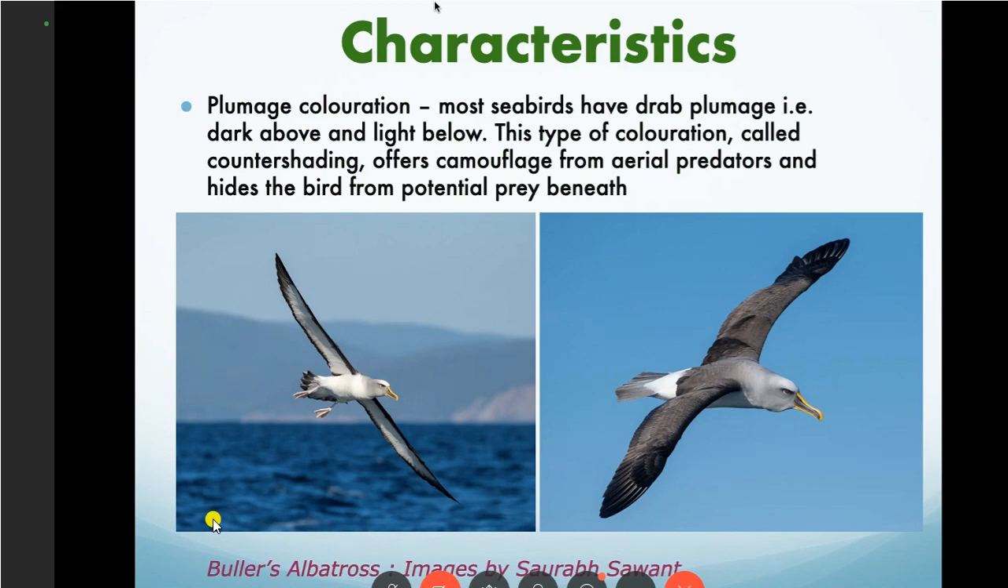Most of them are of drab colors, and the counter shading helps them in camouflage. They don't have many aerial predators, but it helps them hide from the potential prey that they're going to catch from beneath.